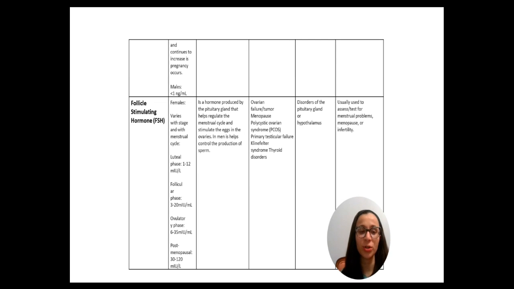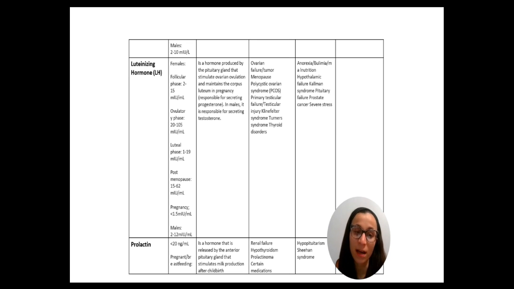In terms of FSH, which is follicle stimulating hormone, it's a hormone, like the name says, that is produced in the pituitary gland, and it helps to regulate the menstrual cycle. It also stimulates the eggs in the ovaries, and in men, it helps to control the production of sperm. So if it's too high, some causes could be ovarian failure, tumor, menopause, PCOS, thyroid disorders. And if it's too low, like we said, it's produced by the pituitary gland, so there could be disorders of the pituitary gland, hypothalamus, etc. It's usually used to assess or test for menstrual problems, menopause, or infertility.